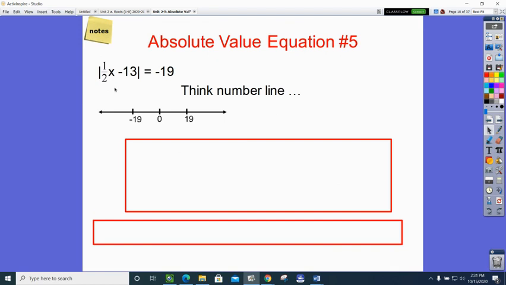So take a look at this one. What if I had the absolute value of 1/2 x minus 13 equals -19? You can think about the number line. Pause the video and see if you can come up with what you think the solution is here.